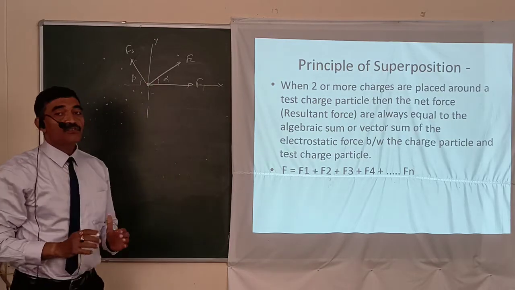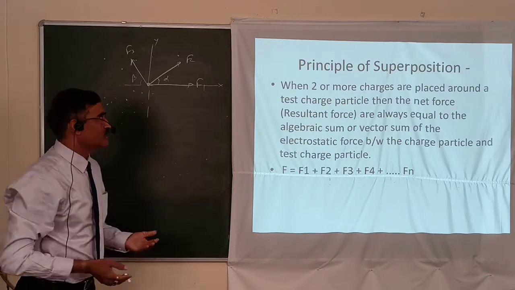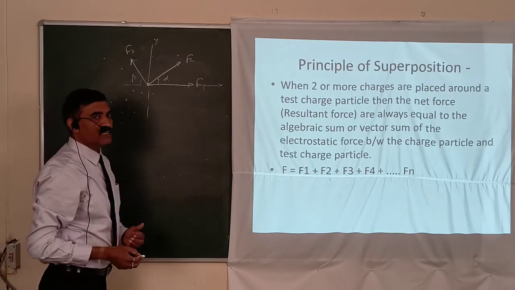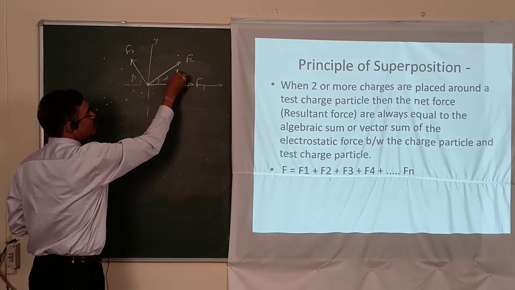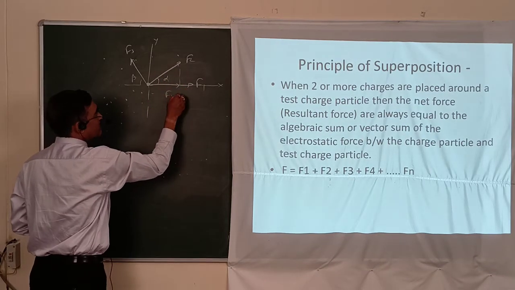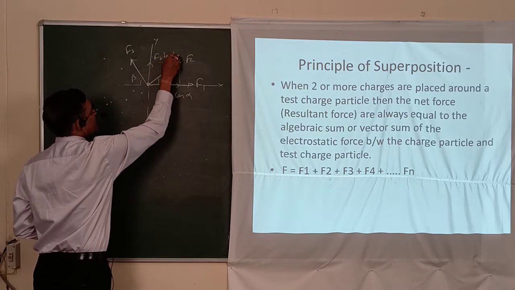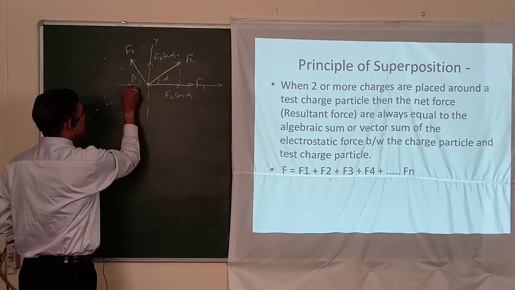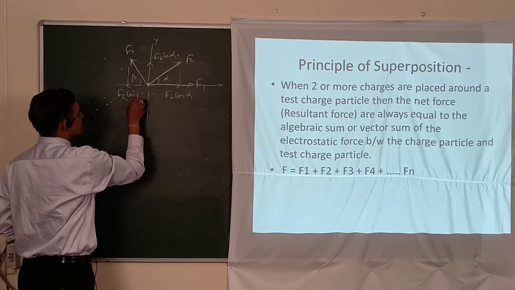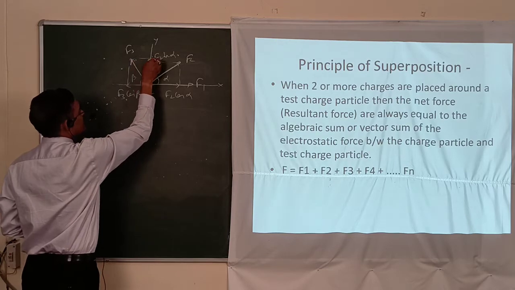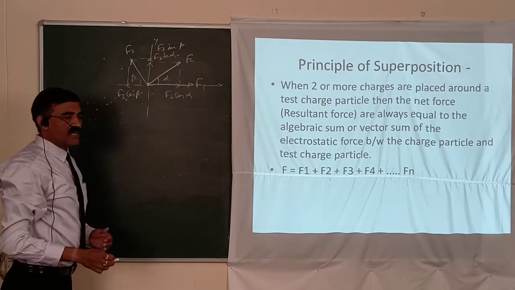Now our target is to resolve all the forces along the x and y directions. Since F1 is already along the x-axis, we have not resolved it. Now we have to resolve F2. When we resolve F2, it will be F2 cos alpha and F2 sin alpha. These are the resolved parts. Similarly, for F3, this is F3 cos beta along the x-axis and F3 sin beta along the y-axis.